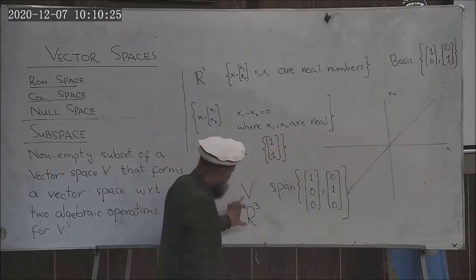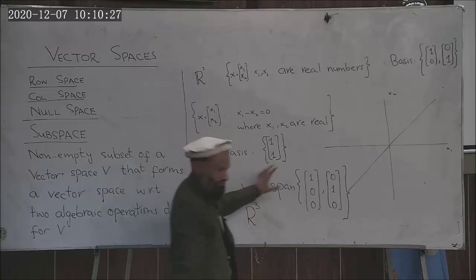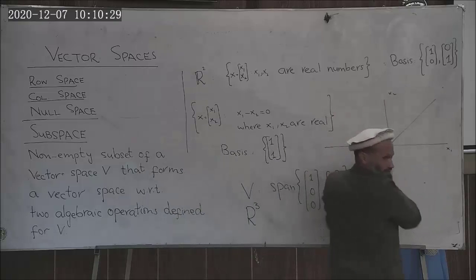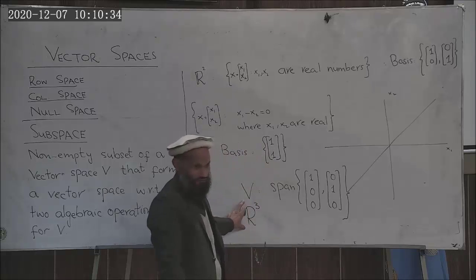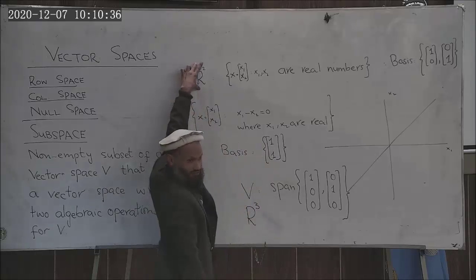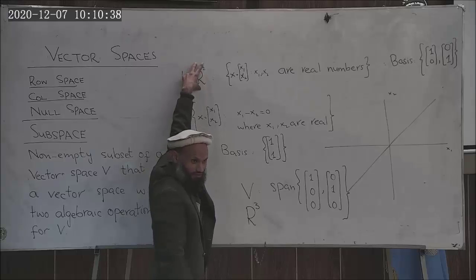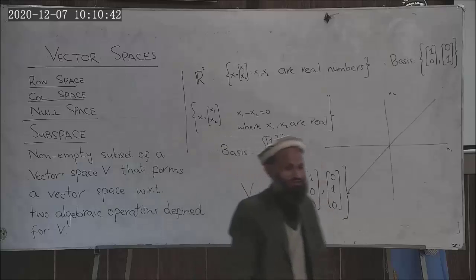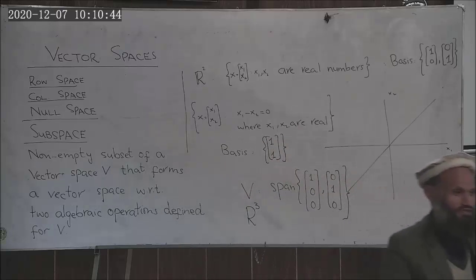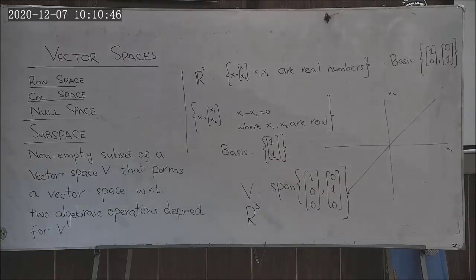So this space, which is a plane, is a subset of R3, a subspace of R3. This space is a completely different space. This is not a subspace of R3. Similarly, R1 is not a subspace of R2. These are two different spaces.